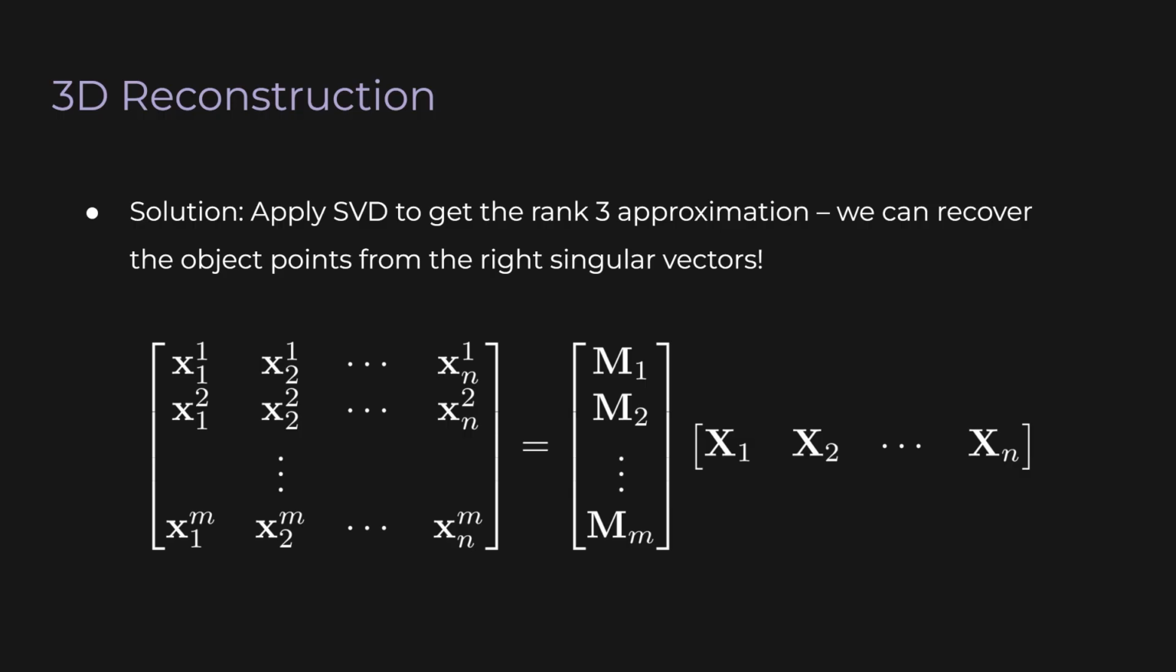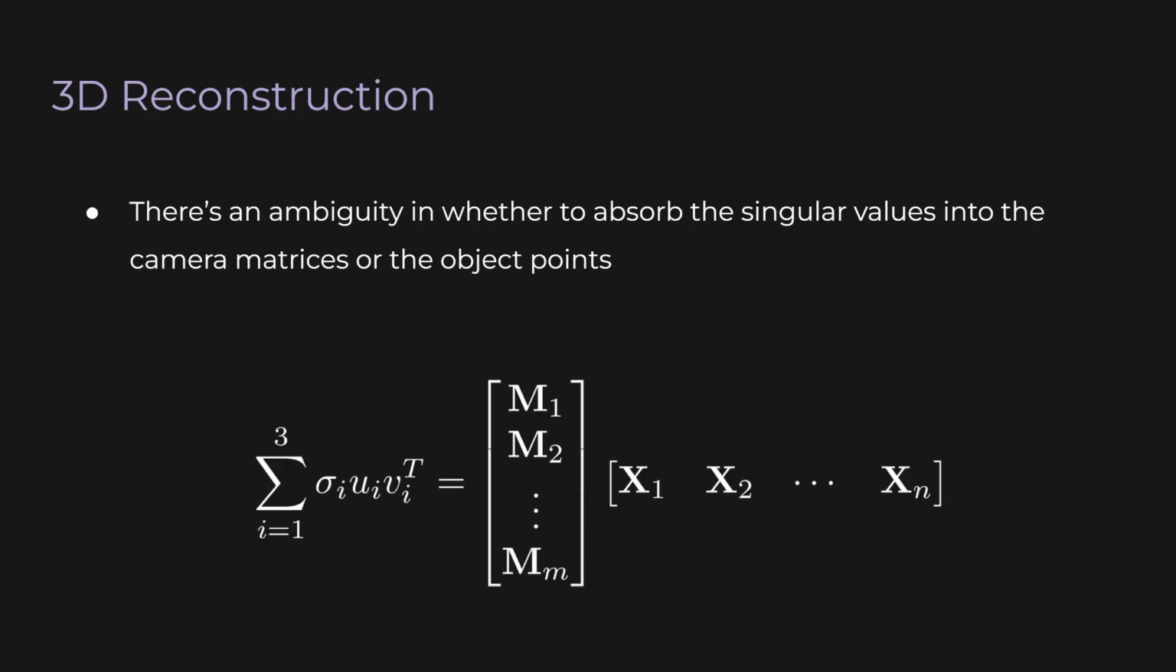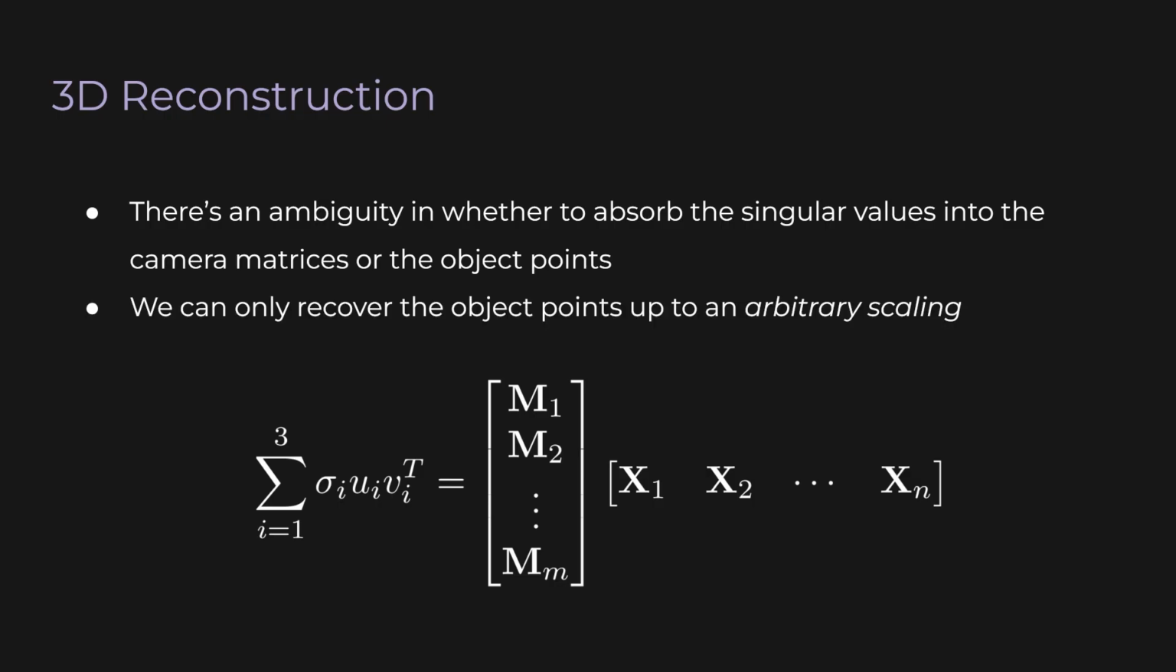Or is it? You'll notice the singular value matrix is missing. We know we should truncate the singular value matrix by keeping only the first 3 singular values, but where does it go? It looks like we've either multiplied the singular value matrix with the camera matrices or with the object points. Which one is correct? Well, that's an ambiguity inherent in the problem. Without additional information, we don't know where to absorb the singular value matrix. What this means is that we can only recover the object points up to an arbitrary scaling.